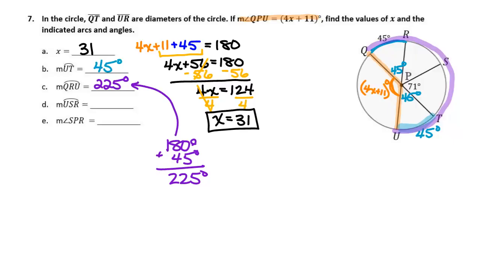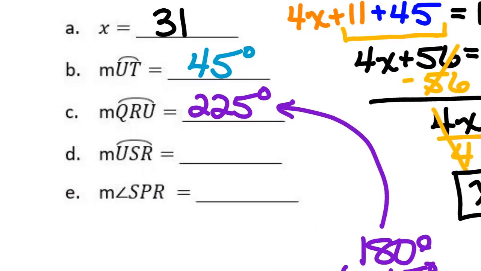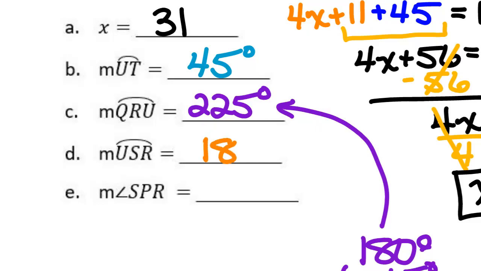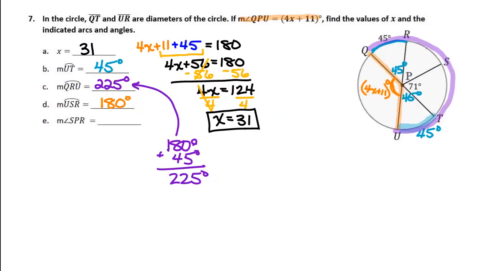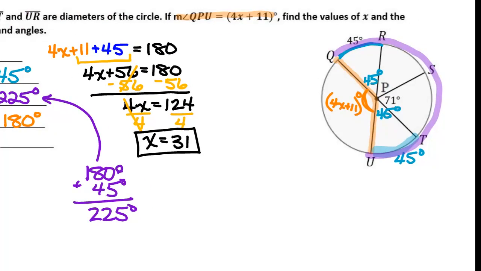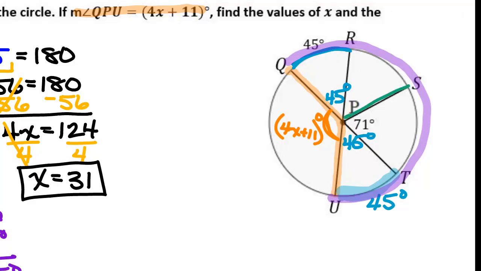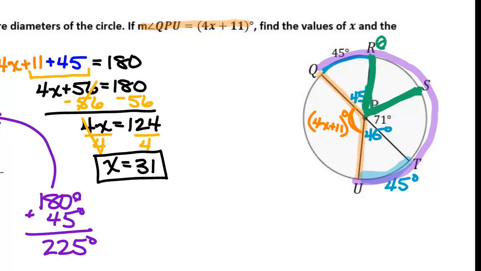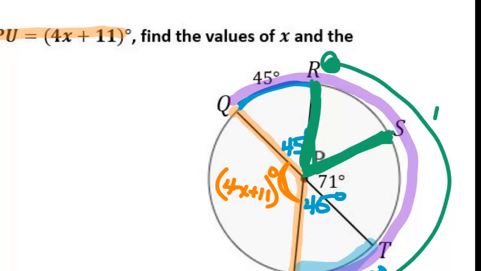USR. How big would that be? 180. Arc USR is a semicircle, so that would be 180 degrees. And now we just have one piece left here, the measurement of angle SPR. SPR. We're looking for this right here. We said from here around to here was how big? 180.